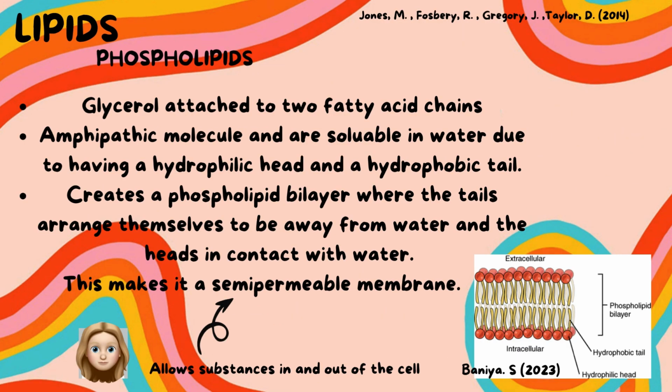Phospholipids are similar to triglycerides, however, they only have 2 fatty acids attached. One fatty acid is replaced with a phosphate head, and the other 2 fatty acids act as tails. They are soluble in water, and this is how they form a double-layered membrane known as a phospholipid bilayer. The tails form the interior away from fluid, and the heads make the exterior, which is in contact with fluid. This makes it a semi-permeable membrane and allows substances in and out of the cell.